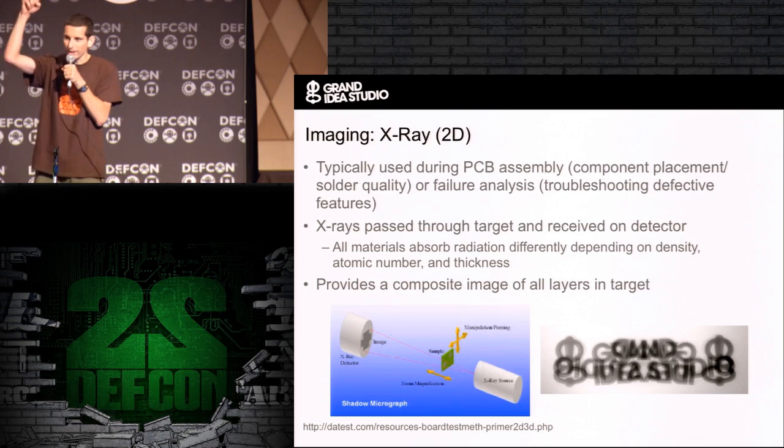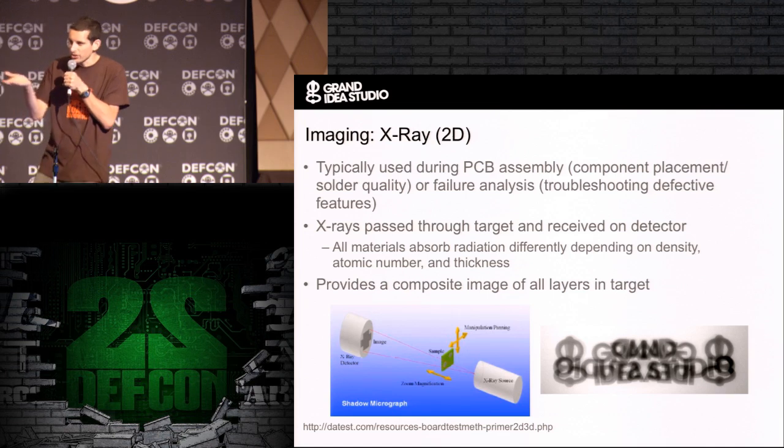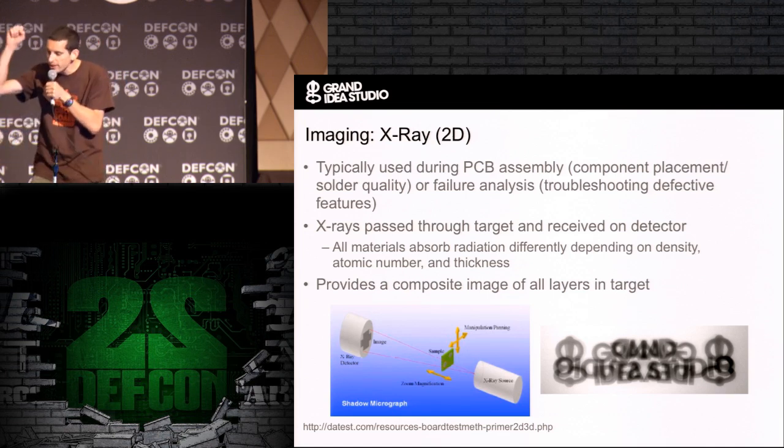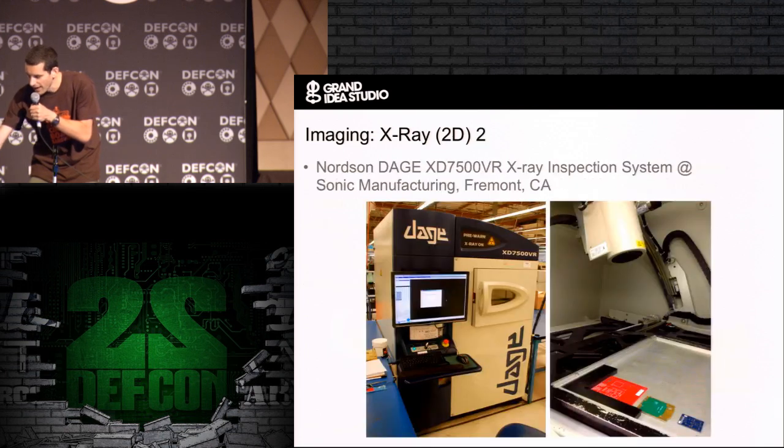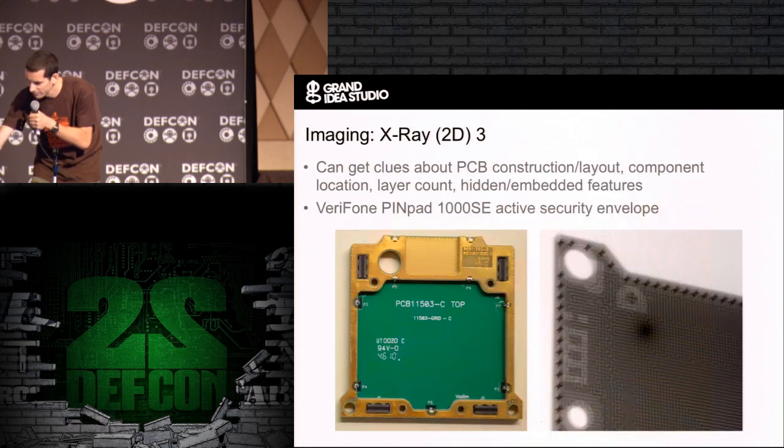So the X-ray shines through an emitter, the object absorbs radiation, and then we're able to see the result. We only see a composite image, not individual layers, in this case. Here's what the machine looks like.